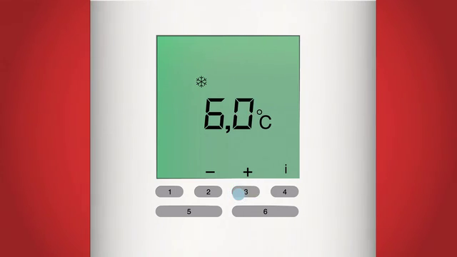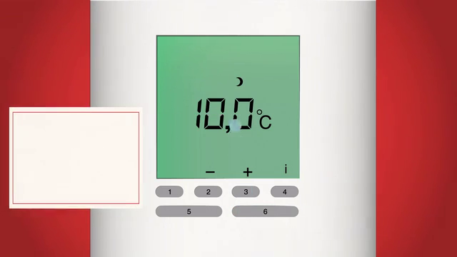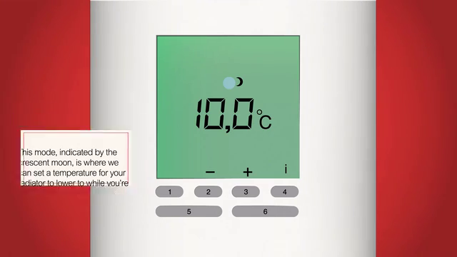I've set mine to 6.0 degrees. You can change this value using the plus and minus buttons again, buttons 2 and 3. When you're ready, press the mode button, button 6. Now the little snowflake will have changed to a symbol of a crescent moon. This indicates that we are on the setback mode. In this setback mode, we can set the temperature that we want the radiator to drop to when we are asleep or out of the house, such as at work.